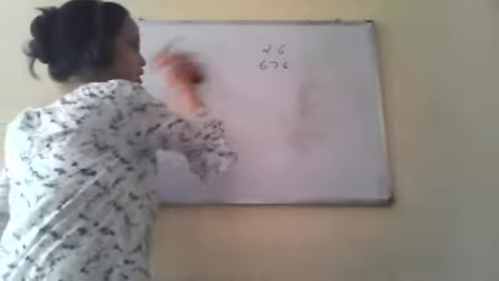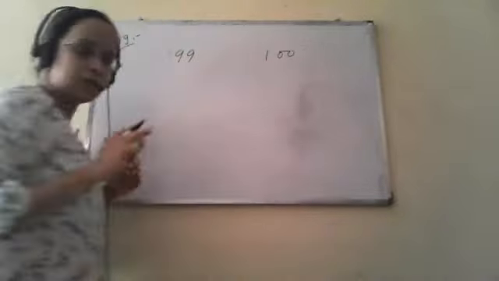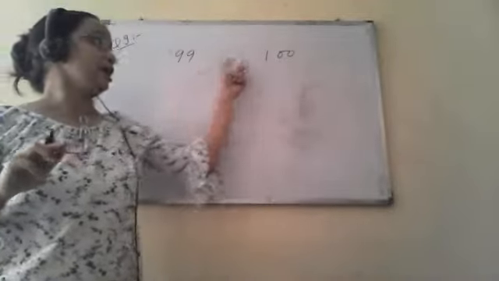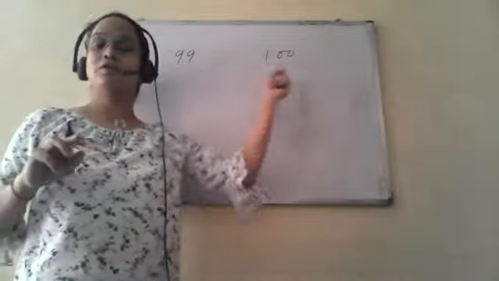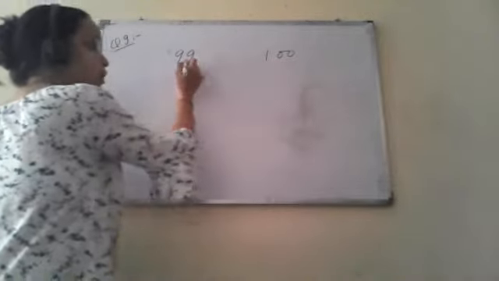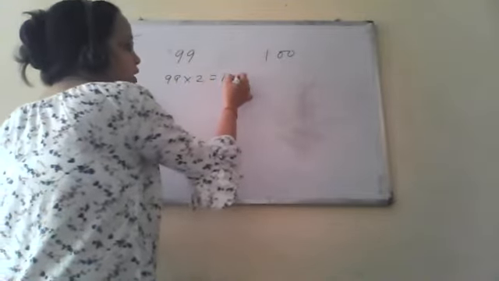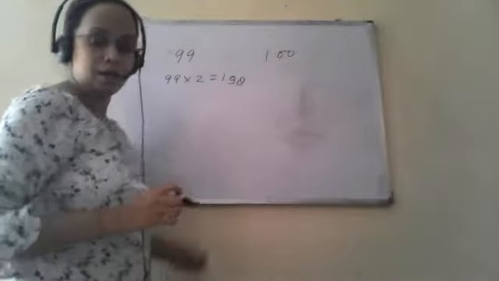Similarly, if you have to see for 99 and 100, the condition is that these two numbers should be consecutive. It should not be like 98 and 100. It should be 99, 100, or 100 and 101; they should be consecutive numbers. So how many numbers will be there in between squares of 99 and 100? It will be 2 into the first number, that is 99 into 2, which comes out to be 198. So there will be 198 numbers between the squares of 99 and 100.